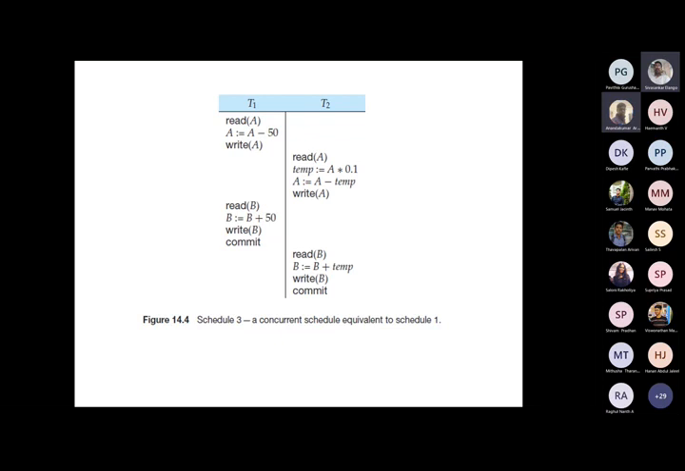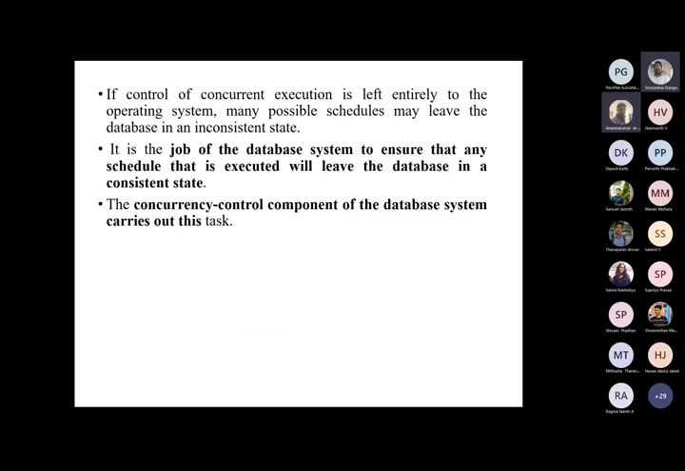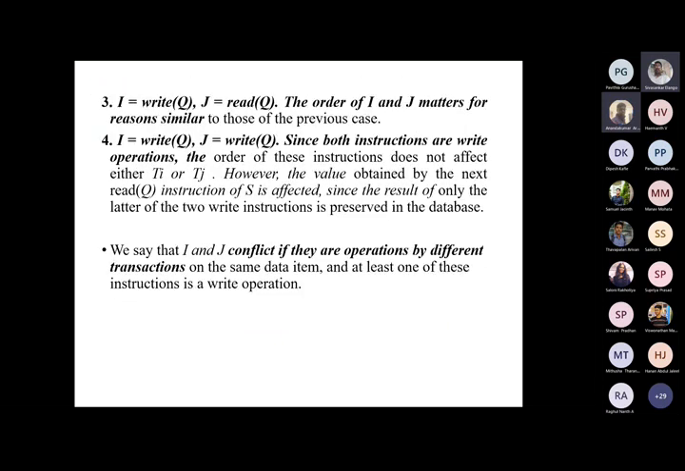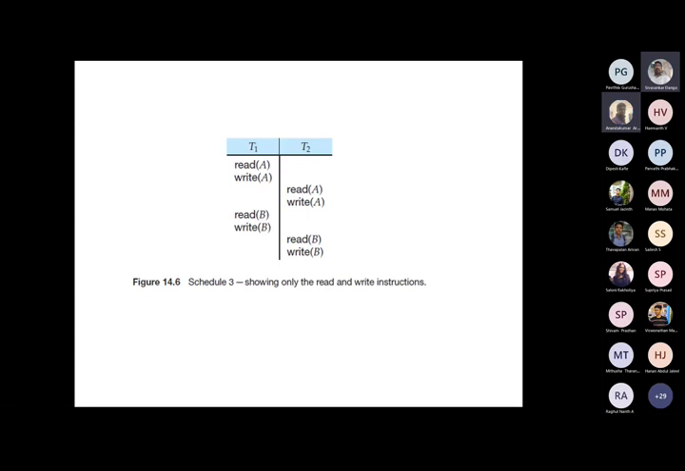So we are going to have an equivalent schedule like this format, right? So the equivalent schedule is going to be read of A, write of A, read of A, write of A, read of B, write of B, read of B, and write of B. So this is the equivalent schedule of schedule 3 that we have seen long back, a concurrent schedule that can execute without any conflicts, right?